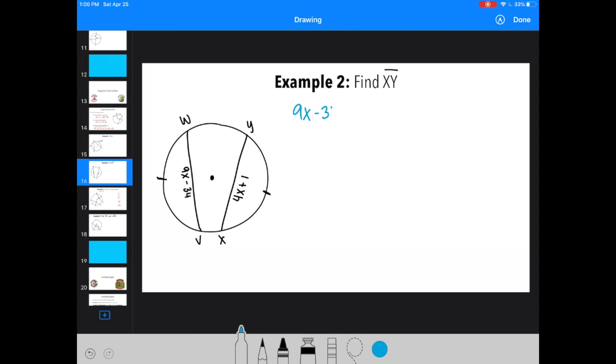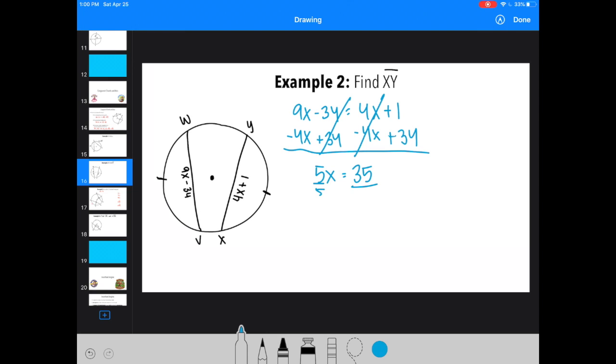So 9X minus 34 is going to be equal to 4X plus 1. I like to keep my X's positive, so I'm going to subtract 4X over. And then I'm going to add 34 over to the other side because we want to isolate that X. So 9X minus 4X gives me 5X. 1 plus 34 gives me 35. Divide by 5. X is going to be equal to 7.